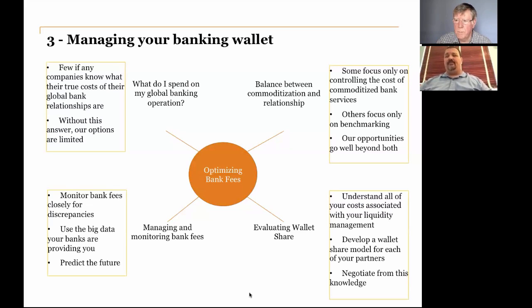We may have debt obligations with them. We may have a whole variety of things, and we need to manage the entire relationship rather than just benchmarking the individual line items or cutting a few pennies out of every service item. So how do you do that?